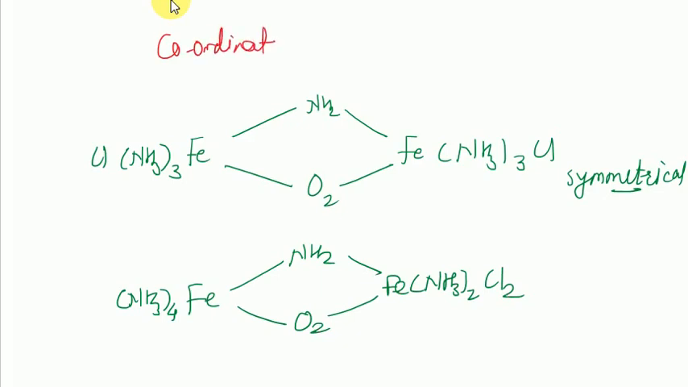Now the coordination position is different, and that's why it is called coordination position isomers, because the position of the coordinated group is different here. Next is polymerization isomerism.